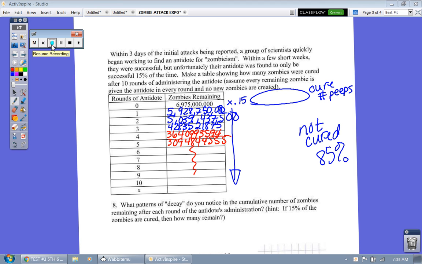Look at number 8. What patterns of decay? Decay means something is decreasing. And we already picked up the pattern. The pattern is that it's decreasing, but the number of zombies remaining is still 85% of the time. That's pretty simple.